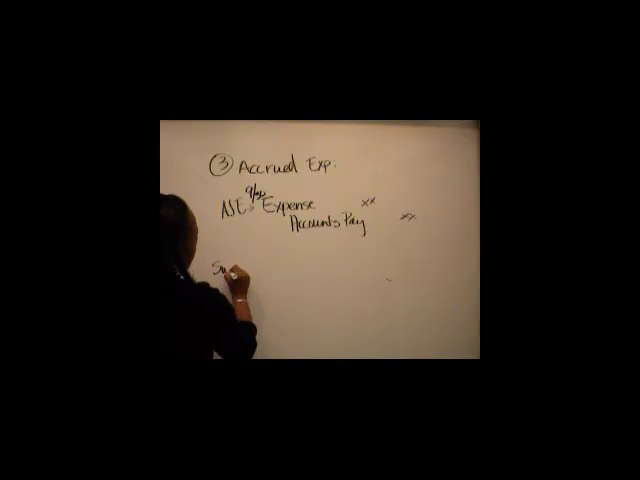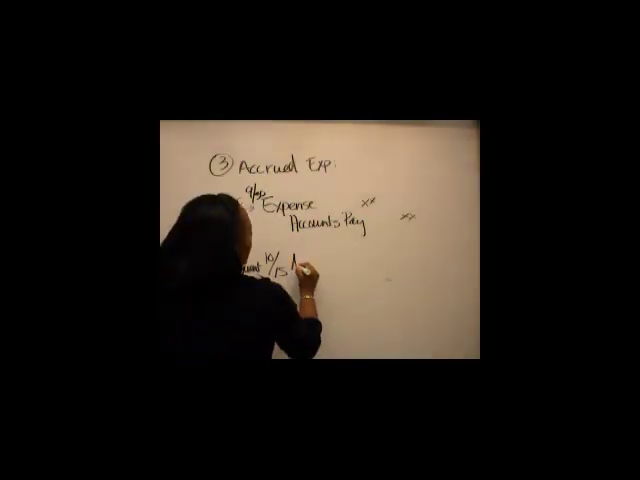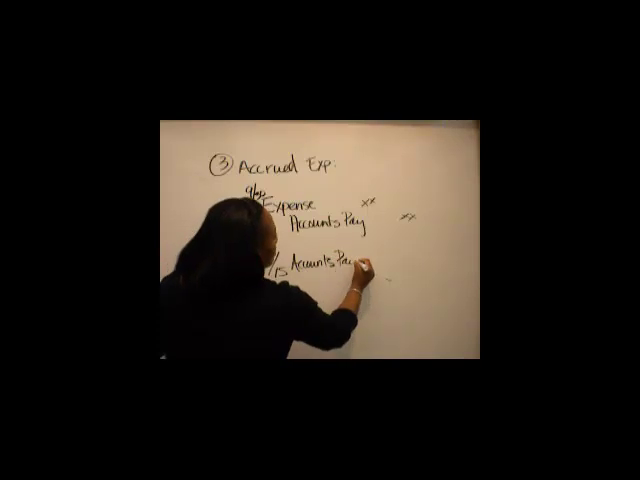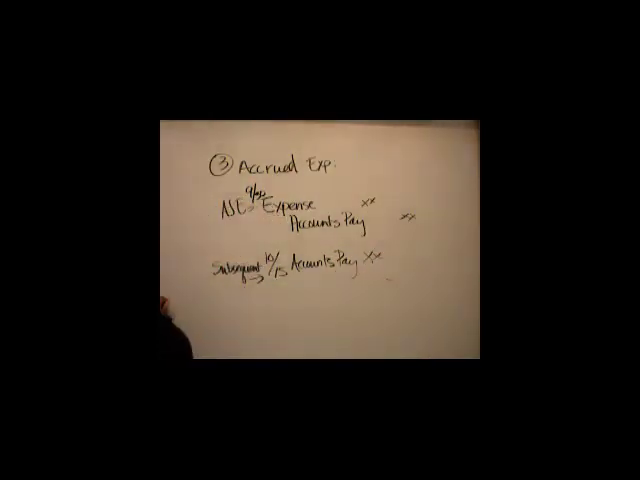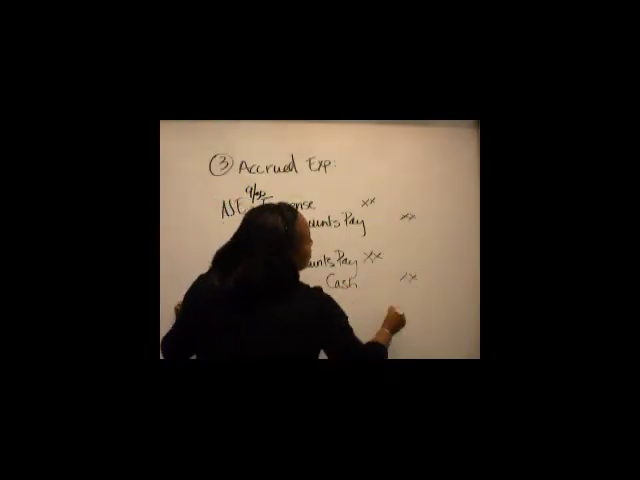So we'll have our subsequent entry, and this will be done sometime in October. Let's say October 15th, we see the bill and we decide we're going to pay it. At that point in time, we're going to debit accounts payable for the amount that we owe, and we're going to credit cash because we're paying the cash. So we had an adjusting journal entry at the end of the period, and then a subsequent entry where we actually paid the cash.